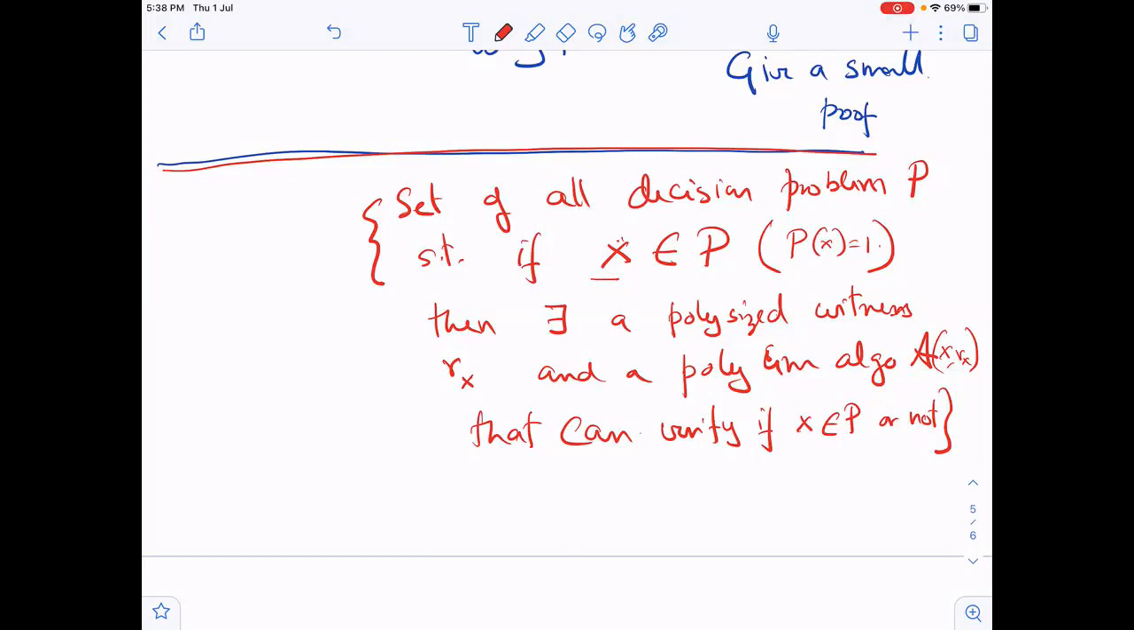Sir, if P of X is equal to 0, then also? Good, very good point. If P of X equals 0, then I'm not guaranteeing you anything.